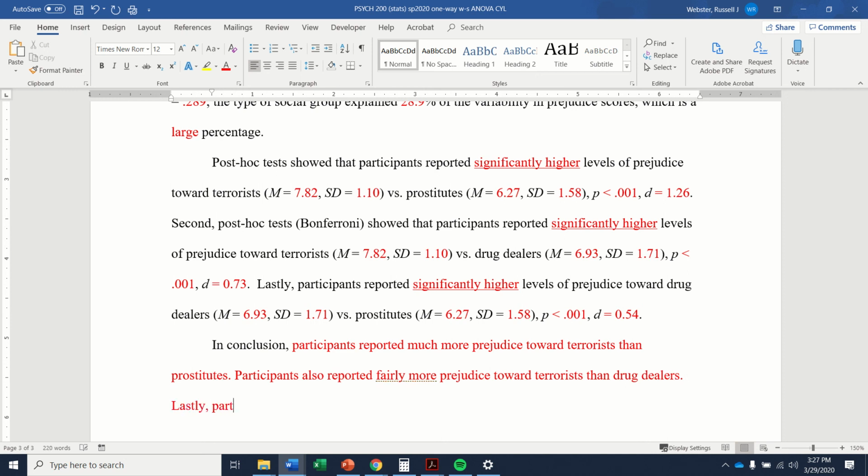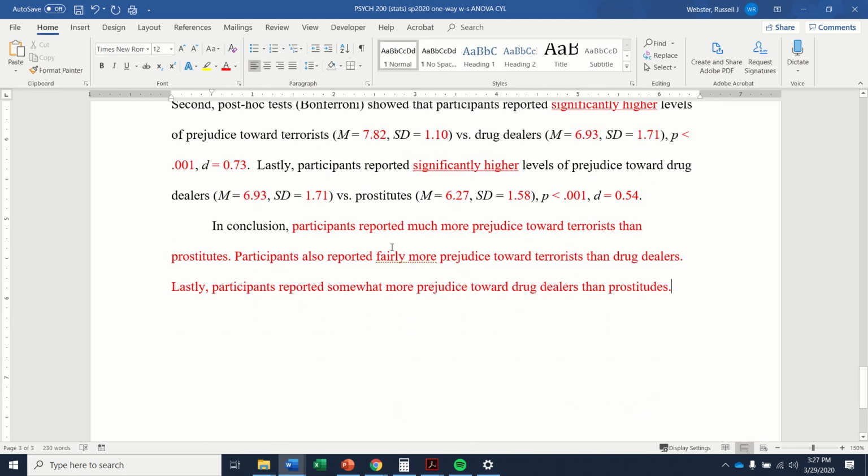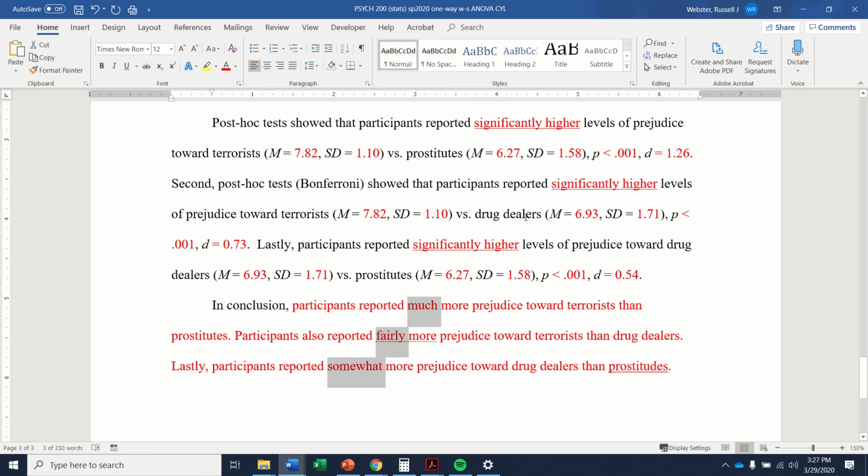And then lastly, participants reported moderately more, or somewhat more, prejudice towards drug dealers than prostitutes. So again, we're using these qualifiers here to denote how big the differences were. So it's a little bit longer if we split them up into three separate sentences. But again, we have three different comparisons, so sometimes we'll need three separate sentences, unfortunately.